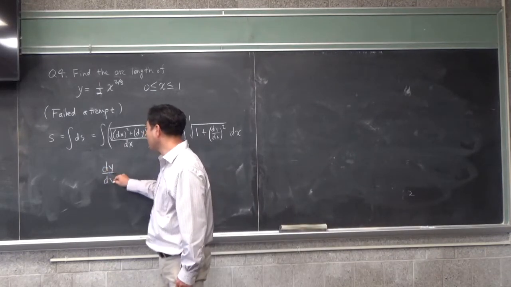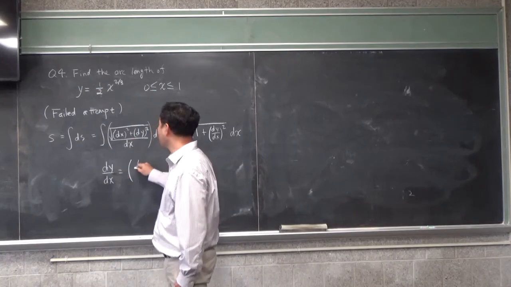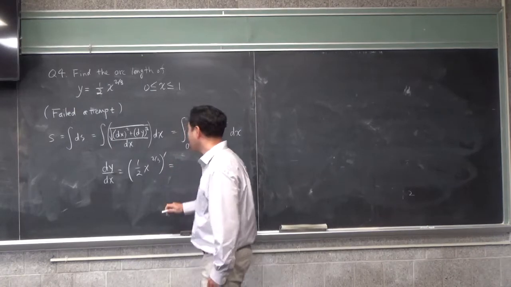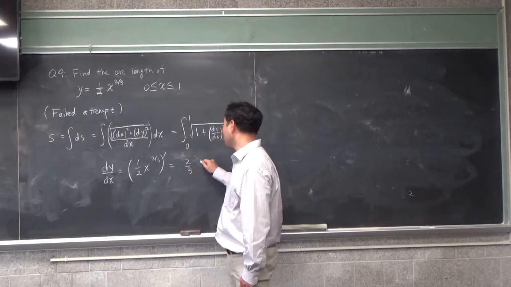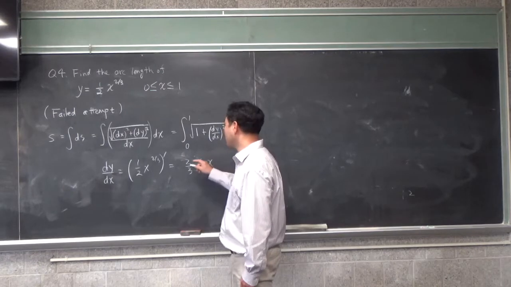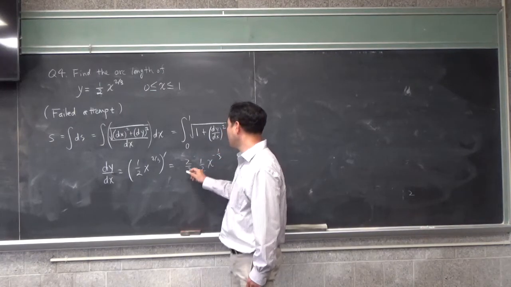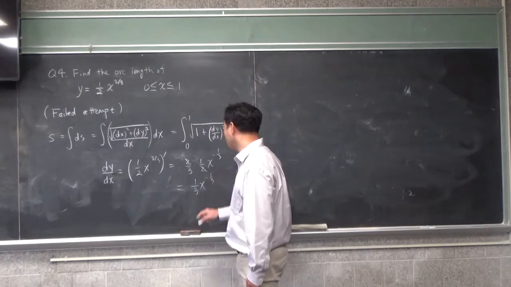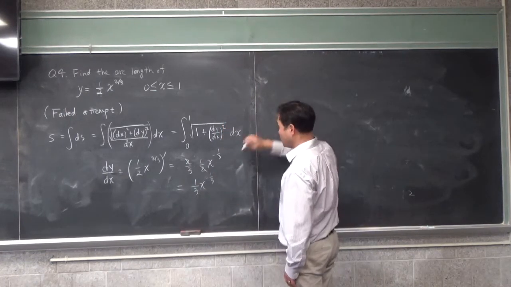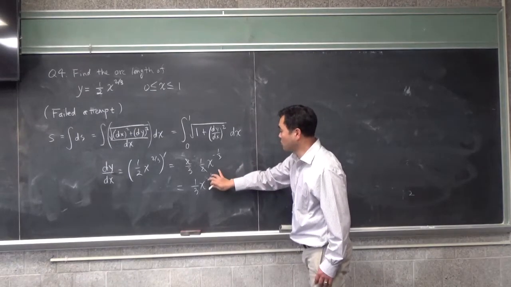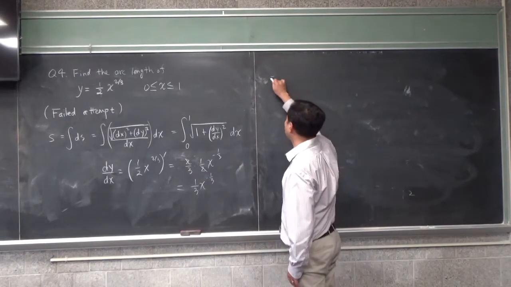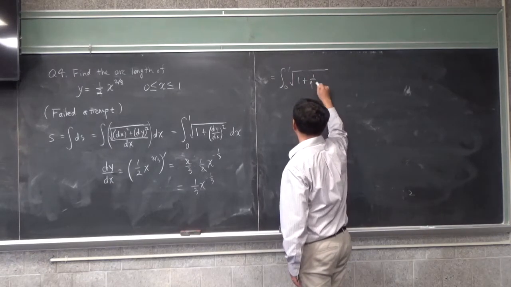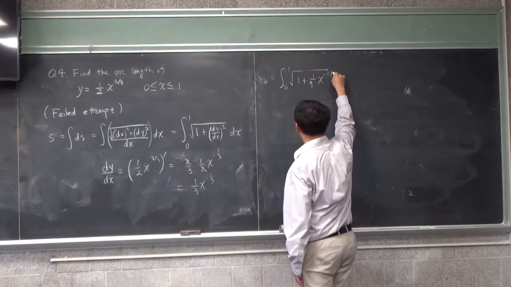dy dx means you differentiate 1/2 x to the 2/3, which gives you 2/3 times 1/2 x to the negative 1/3. So it's 1 over 3 x to the negative 1/3. And if you square this, you get 1/9 x to the negative 2/3. So you end up with the integral from 0 to 1 of the square root of 1 plus 1 over 9 x to the negative 2/3.